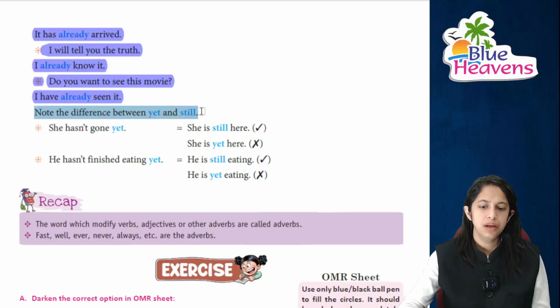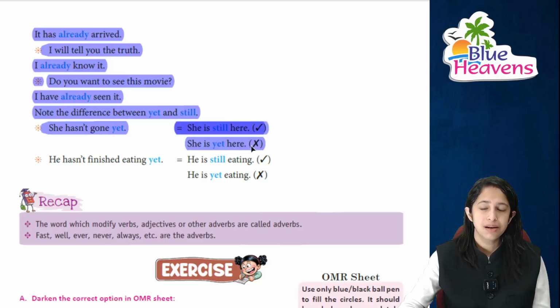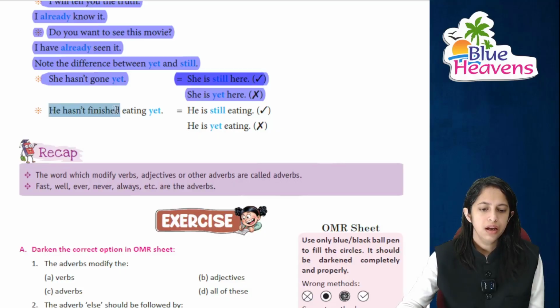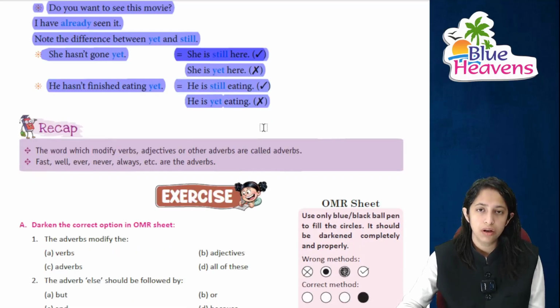Note the difference between yet and still. देखिए, she hasn't gone yet. वो अभी तक नहीं गई है. She is still here. बिल्कुल सही बात है. She is yet here. This is absolutely wrong क्योंकि yet means अभी तक नहीं हुई है चीज. Right? He hasn't finished eating yet. अभी तक उसका खाना खत्म नहीं हुआ है. He is still eating. वो अभी तक खा रहे हैं. He is yet eating. बिल्कुल गलत है ये.